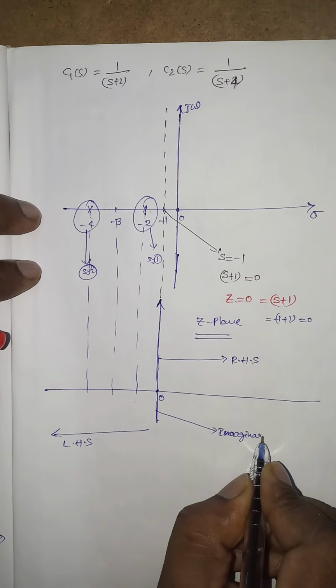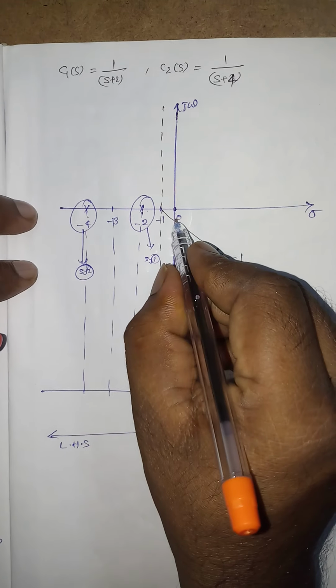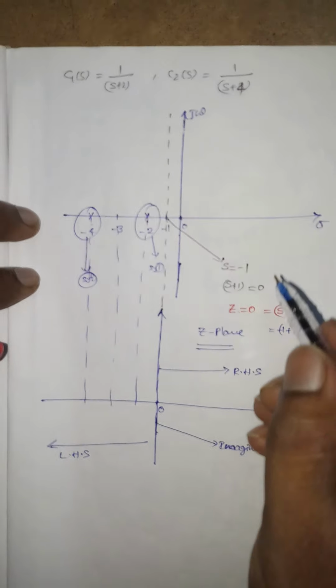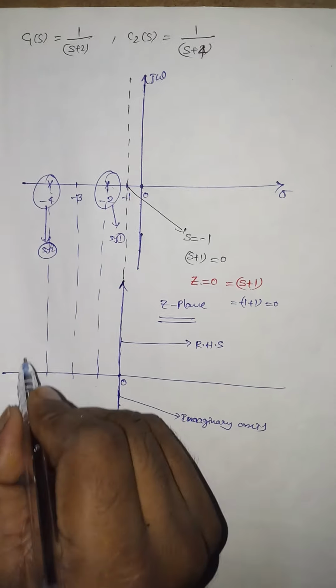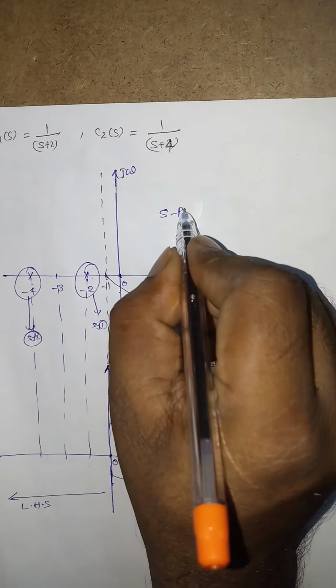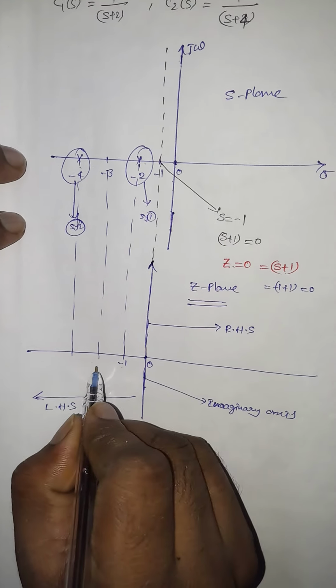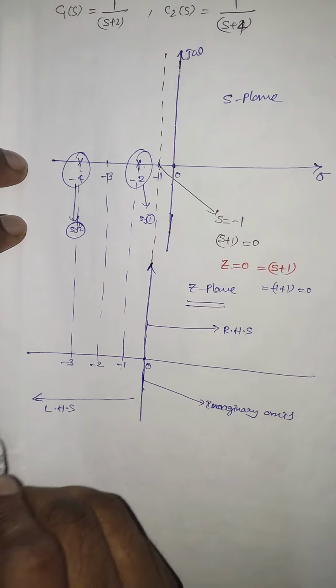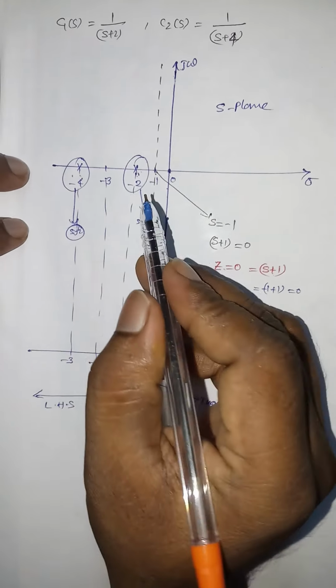Imaginary axis. Okay. Previously s is equal to 0 is the imaginary axis. Now z is equal to 0. Here this will become the z plane and it is the s plane here. Now this is -1, it is -2, it is -3, like that. So these poles are located here.